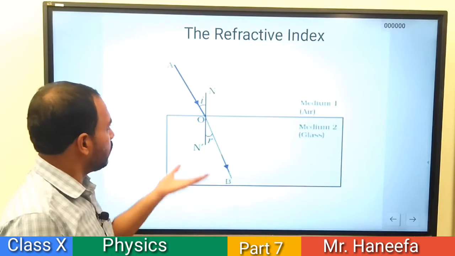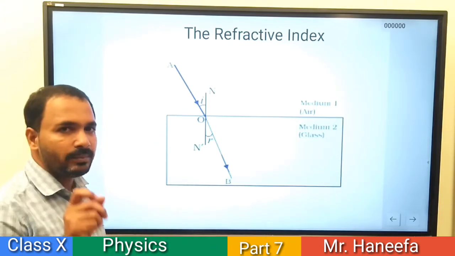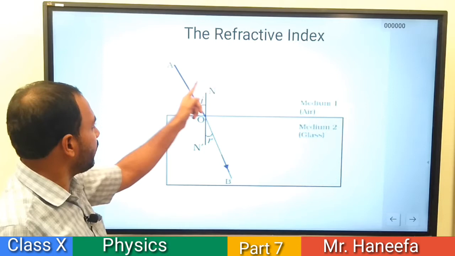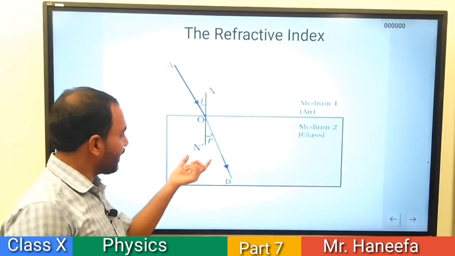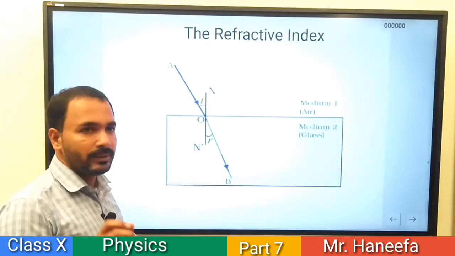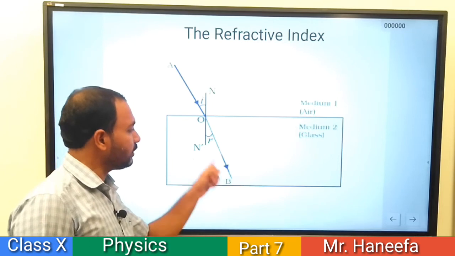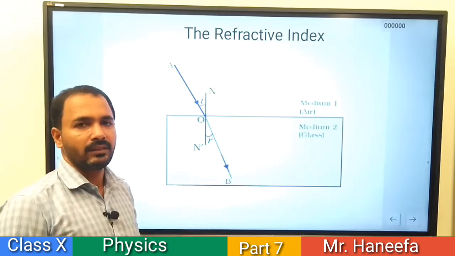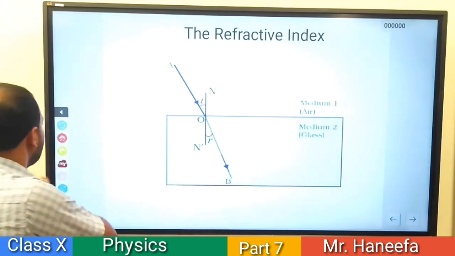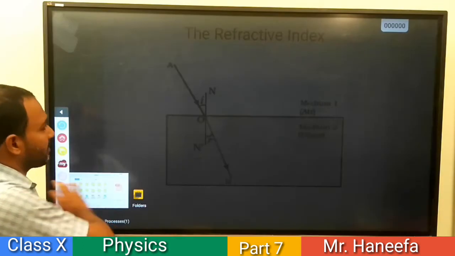So, what is angle of incidence? The angle between the incident ray and the normal. What is angle of refraction? The angle between the normal and the refracted ray. So, we discussed Snell's law.